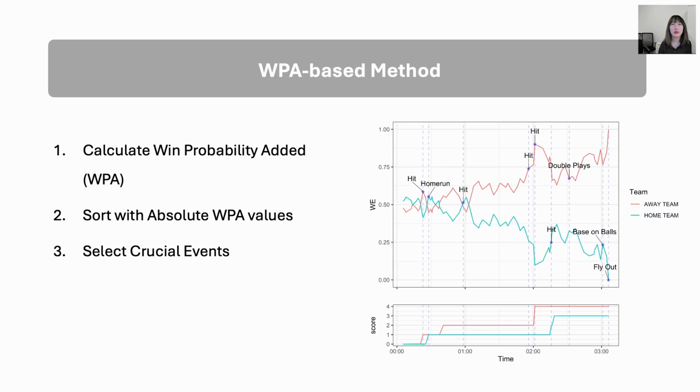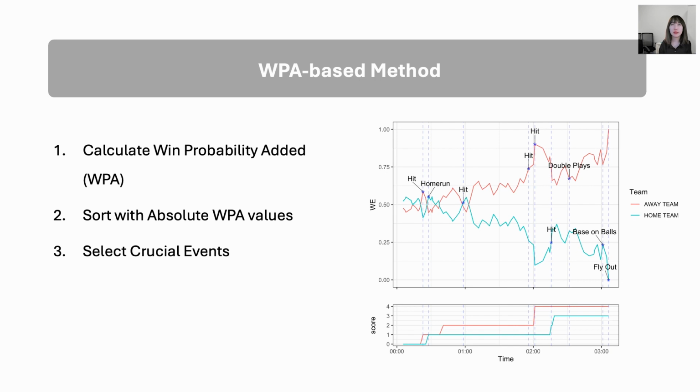An illustrative example of our method's application can be found to the right, showing a graph of win expectancy alongside the game's score. Points on this graph marked with an asterisk denote instances of rapid change in win probability, corresponding to events with higher absolute WPA values. These moments, indicative of significant shifts in the game's momentum, are prime candidates for inclusion in our highlight reels.